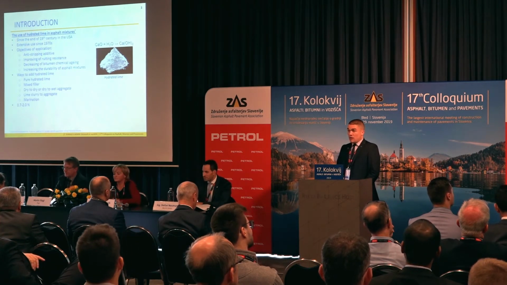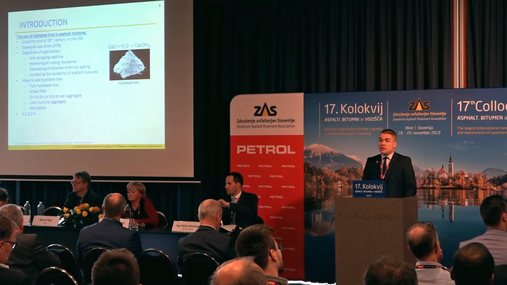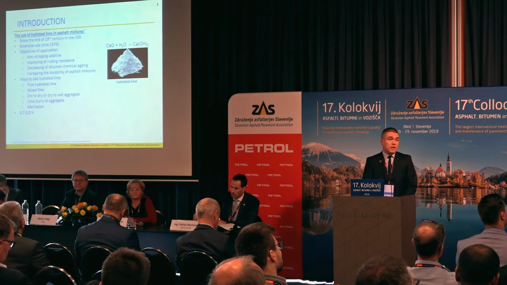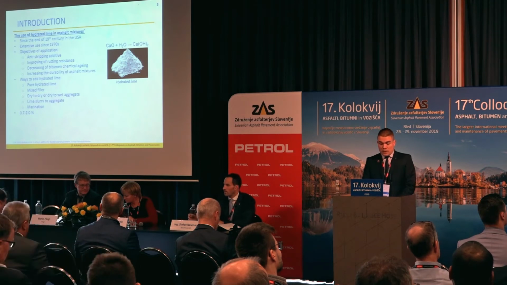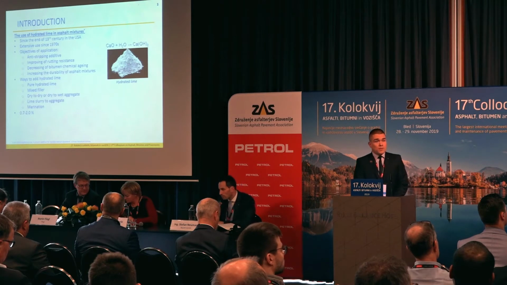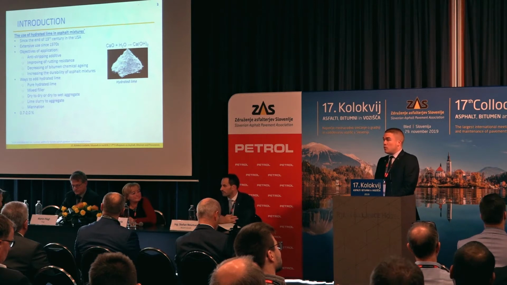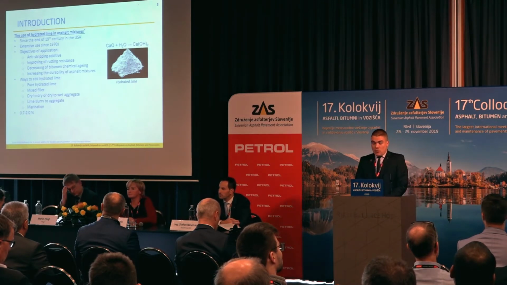One of them is definitely hydrated lime, that has started to be used in asphalt mixtures since the 19th century, but a more extensive use started since the 70s of the 19th century. The main application of hydrated lime is as an anti-stripping additive, because it changes the polarity of aggregate particles, and that way improves the bond between aggregate and bitumen. Also, it improves rutting resistance, decreases bitumen aging, and overall it increases the durability of asphalt mixtures.